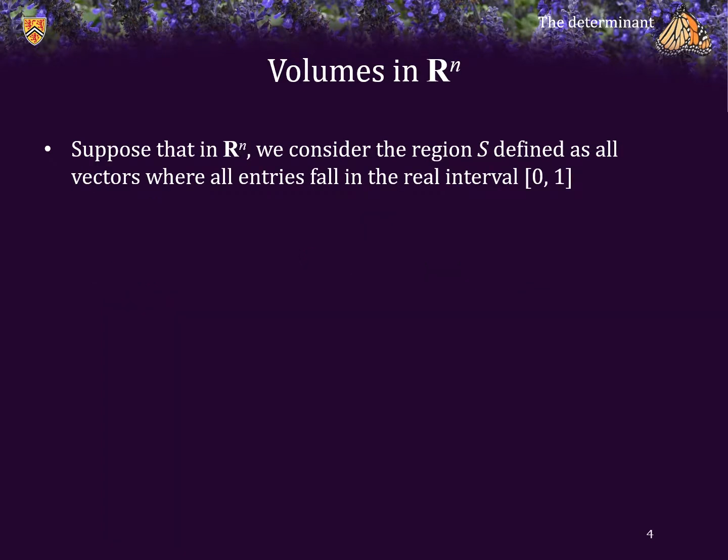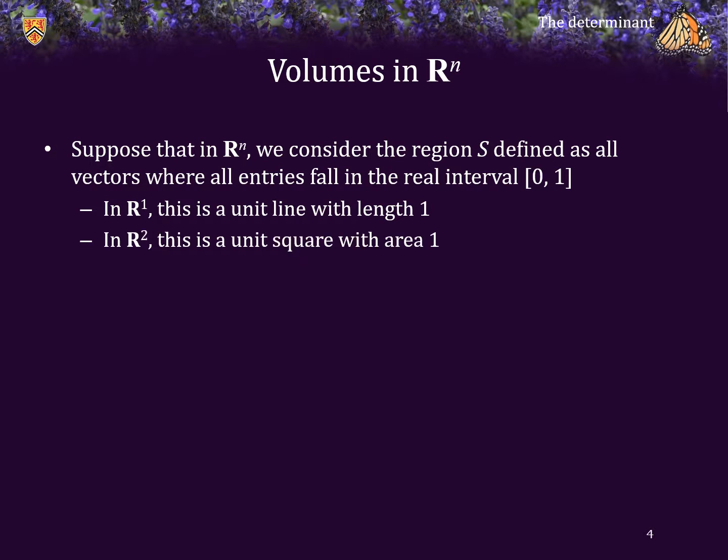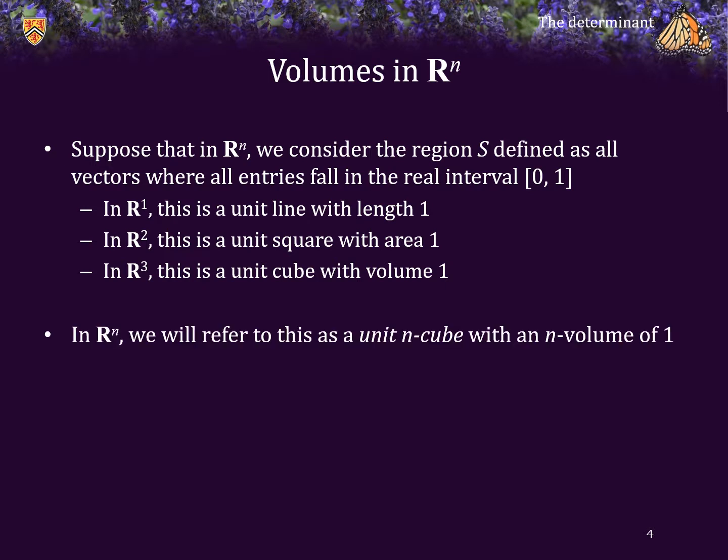Now, suppose that we are in R^n, and we consider the region defined as all vectors where all entries fall on the real interval 0 to 1. So for example, in R1, this is a unit line with length 1. In R2, this is a unit square with area 1. And in R3, this is the unit cube with volume 1. In R^n, we will refer to this as the unit n-cube with an n-volume of 1.